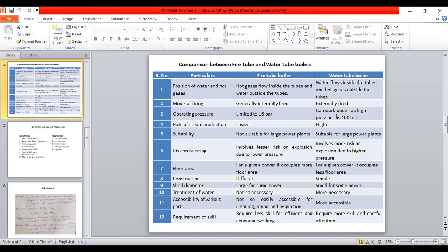Treatment of water is not so necessary in the fire tube boiler, but is necessary in the water tube boiler. Accessibility of various parts is not so easy for cleaning, repair, and inspection in the fire tube boiler. Requirement of skill: the fire tube boiler requires less skill for efficient and economic working, but the water tube boiler requires more skill and careful attention because it involves more risk of explosion due to higher pressure.